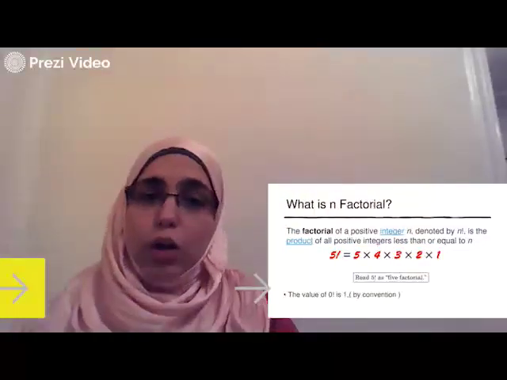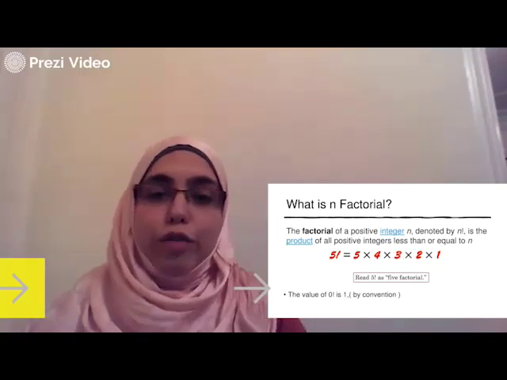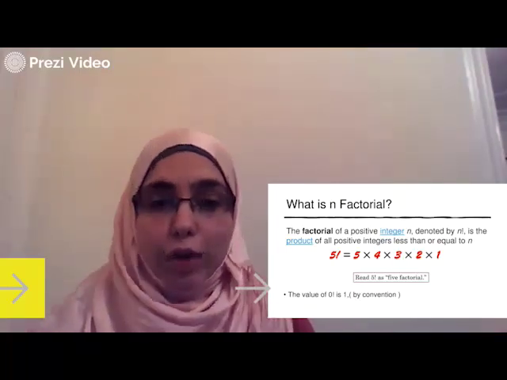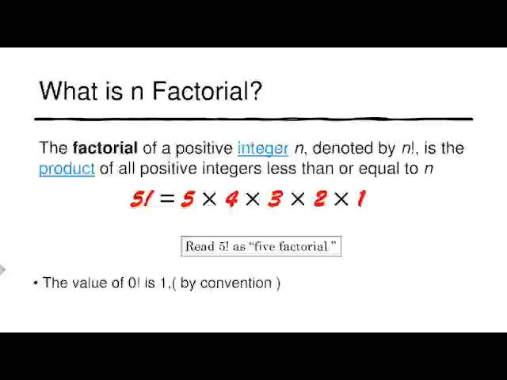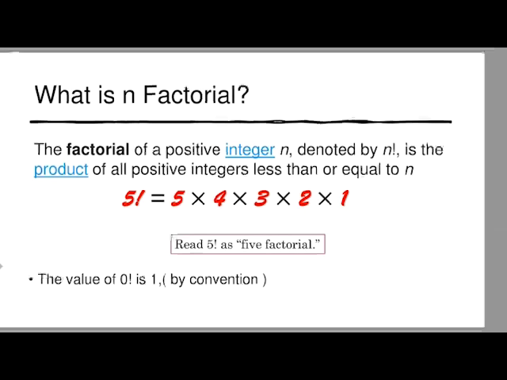By n factorial, we mean the product of the natural numbers from n to 1. For example, 5 factorial is 5 times 4 times 3 times 2 times 1. So it is the product from 5 to 1 of the positive integers. It is read as 5 factorial. The value of 0 factorial is 1 by convention.